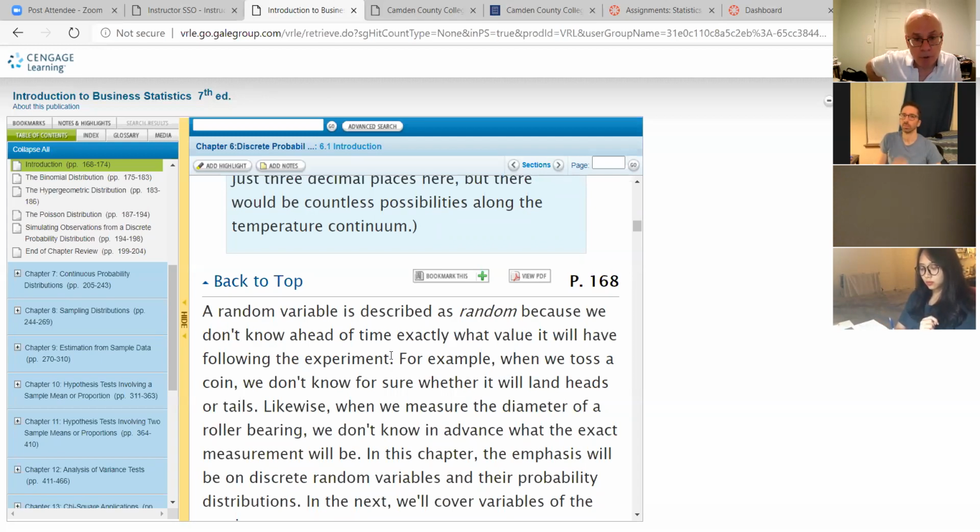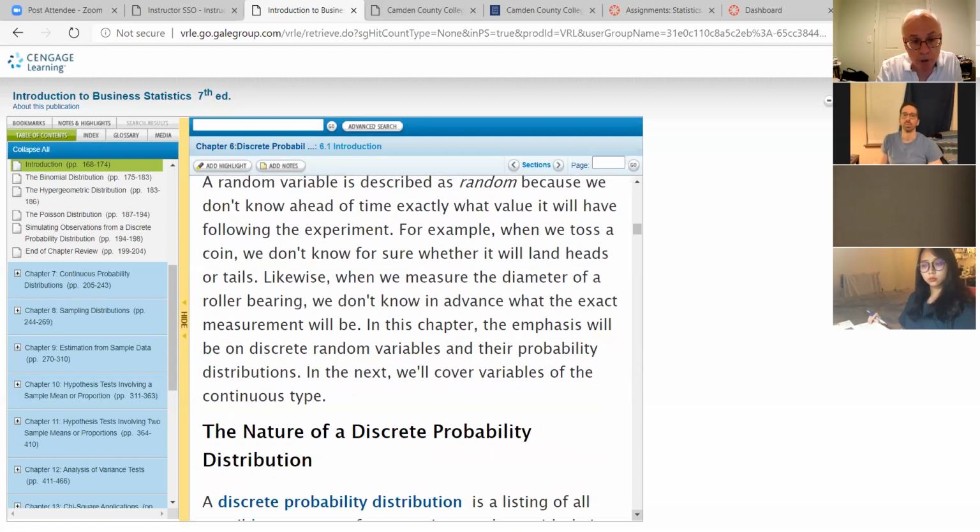Unknown. For example, if we toss a coin, we don't know whether we're going to get heads or tails. If we roll a die, we don't know whether we're going to get a 1, 2, 3, 4, 5, or 6. If we measure the diameter of a bearing, we don't know in advance what the exact measurement will be because there's variability whenever something is produced. There's some variability because of the way the machines are created. They're not that precise. So there's always some degree of variability in real life, and that's where the word random comes in.